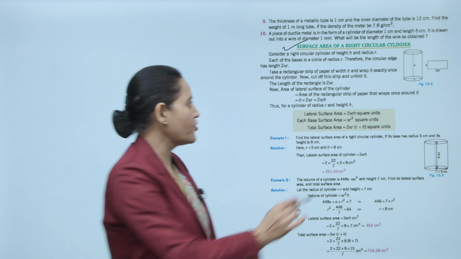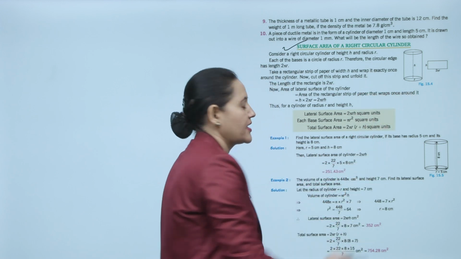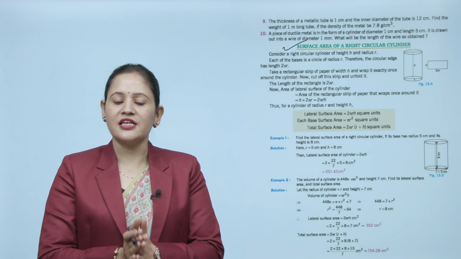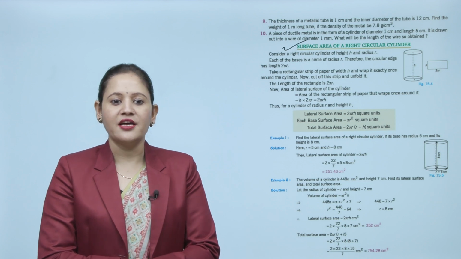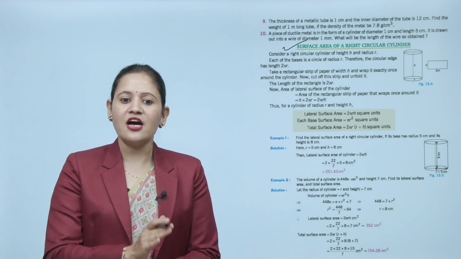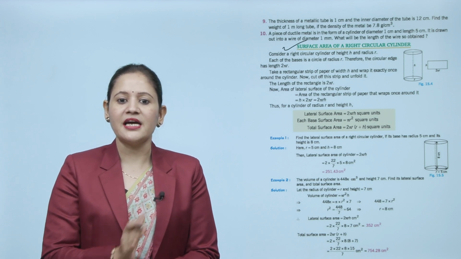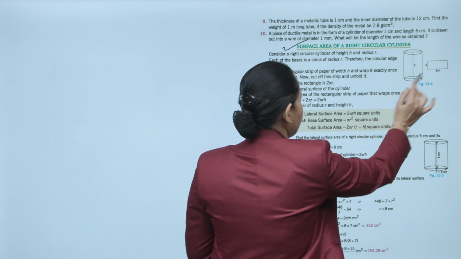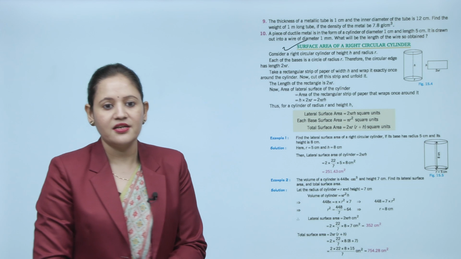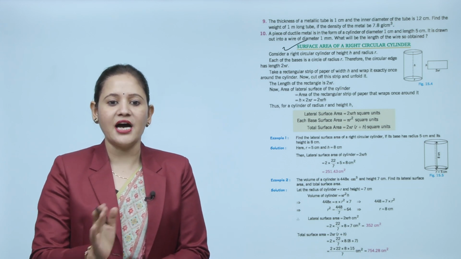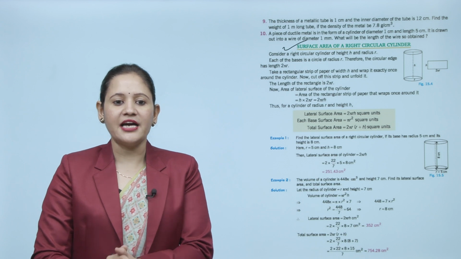We take a strip and wrap it around. Clear? When we open it, the length of the rectangle is equal to 2 pi r. Now what will be the area of the lateral surface of the cylinder? It is the area of the rectangular strip of paper that wraps around it. The lateral surface area is equal to the strip we wrapped, that is equal to its length times width. That is h into 2 pi r, that is 2 pi r h.